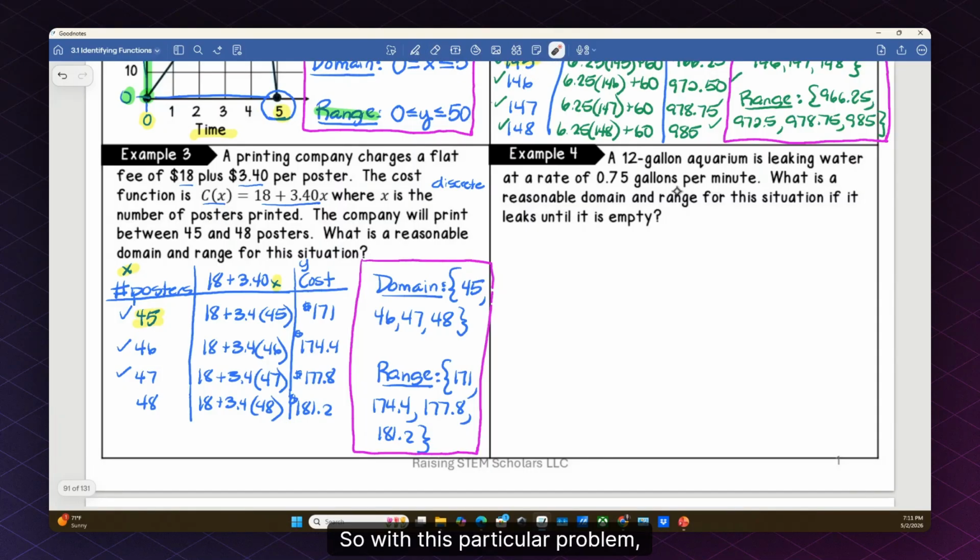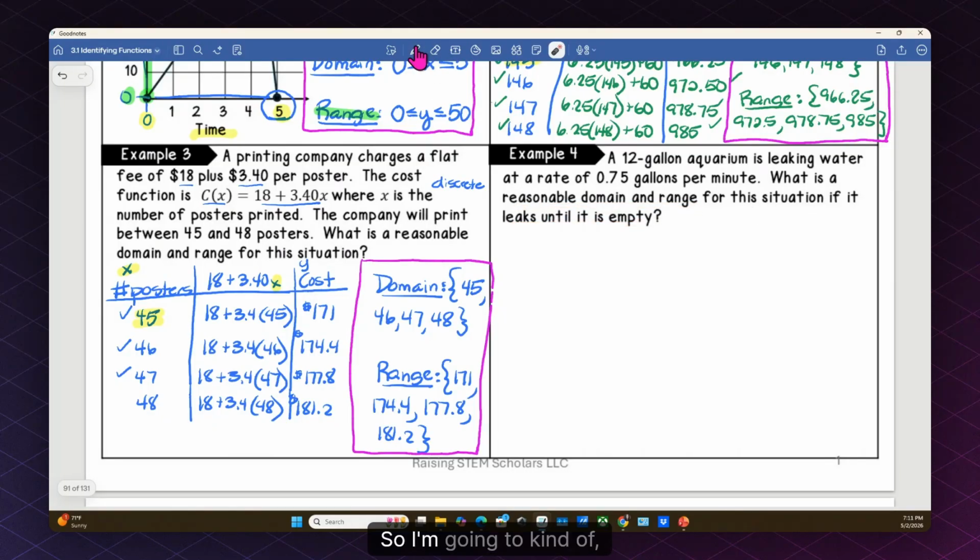So with this particular problem, let's think about what's happening. We have a 12-gallon aquarium and it is leaking, which means we're losing water at a rate, that sounds like a slope to me, a rate of 0.75 gallons per minute. What is a reasonable domain and range for this situation if it leaks until it's empty?